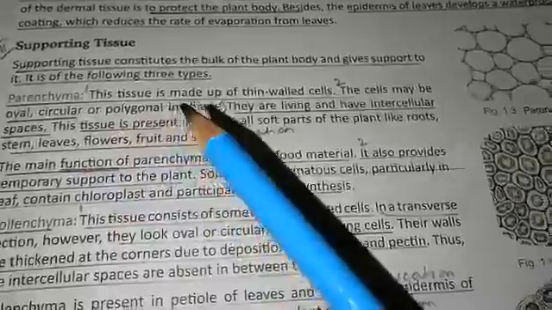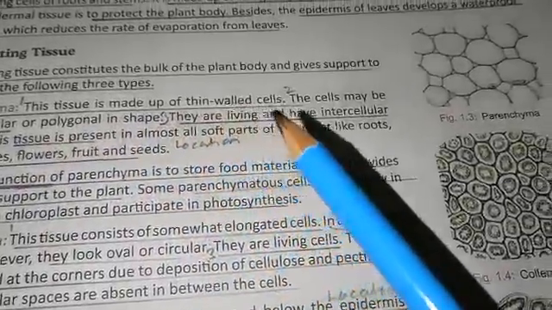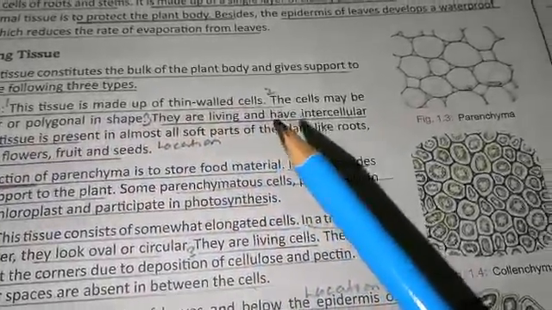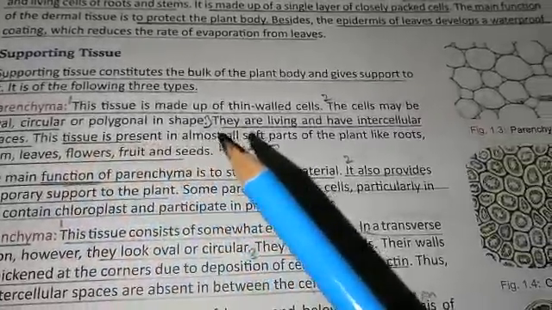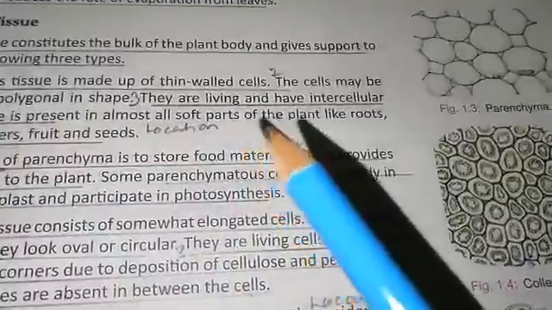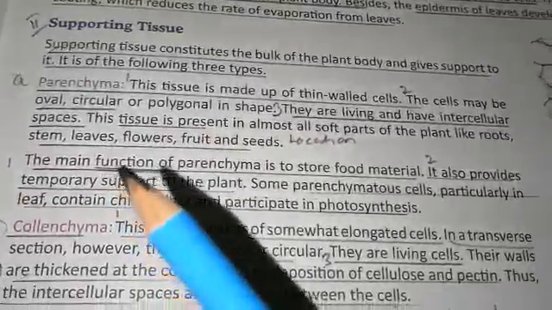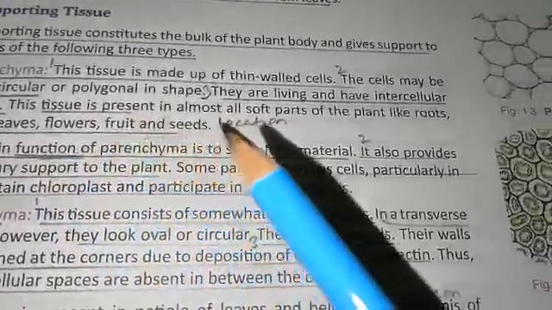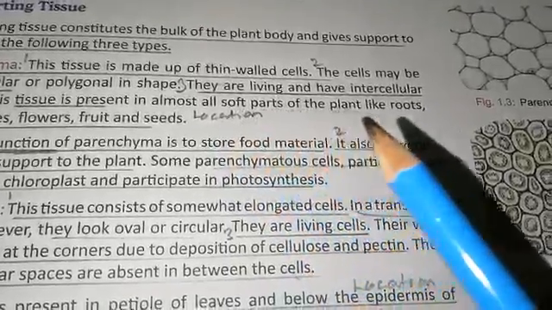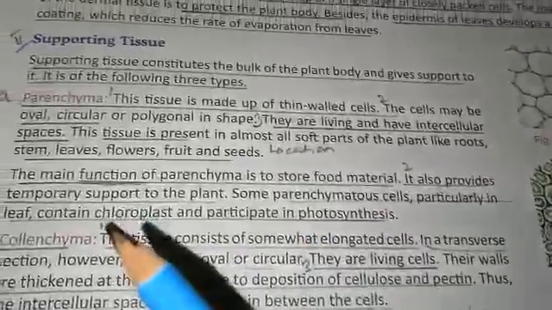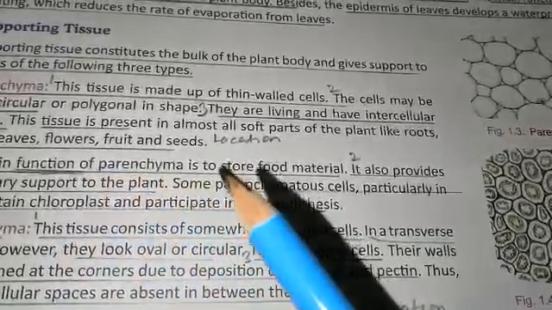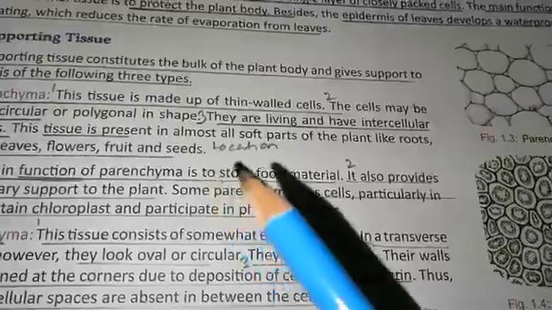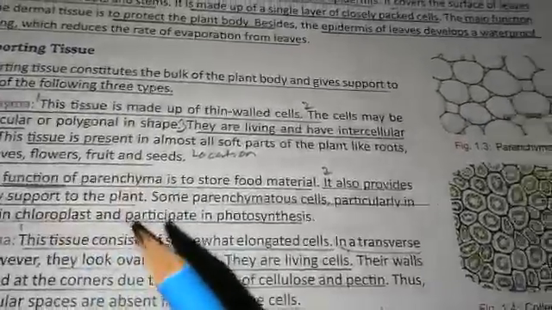Parenchyma. This tissue is made up of thin-walled cells. The cells may be oval, circular, or polygonal in shape. They are living and have intercellular spaces. This tissue is present in almost all soft parts of the plant like roots, stem, leaves, flowers, fruits, and seeds. So you will find this parenchyma in all these parts.